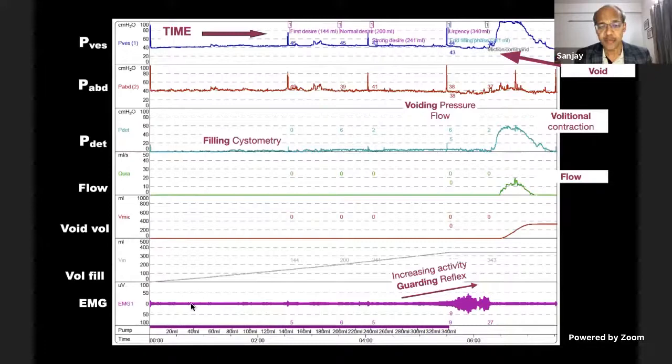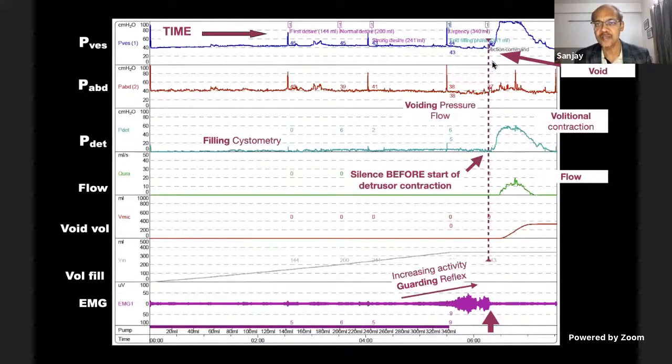You can see that the EMG often, but not always, shows an increase in activity as the bladder fills up. And then when you give the command to void, right at that moment, you can see just before the detrusor contraction happens, actually the sphincter becomes silent. And then you have the flow occurring. So the silence of the sphincter typically happens before the onset of the detrusor contraction. And so the change in activity of the EMG sphincter is more important than absolute values. So we are more interested in relative values, not these absolute numbers that are seen here.